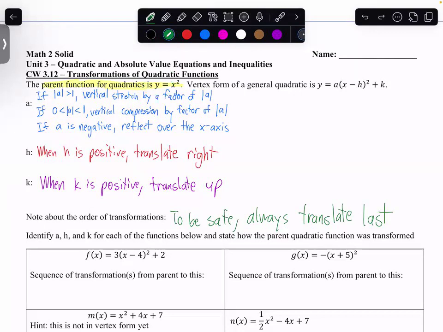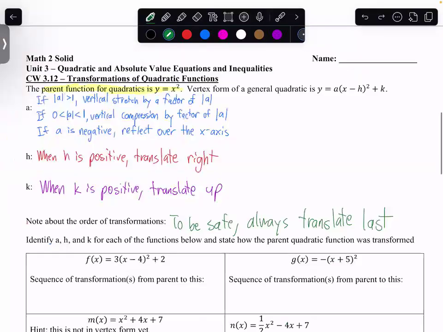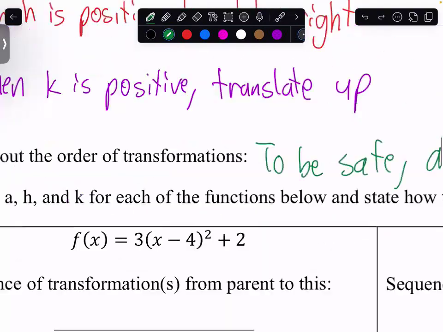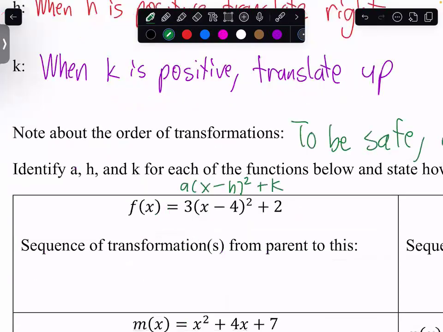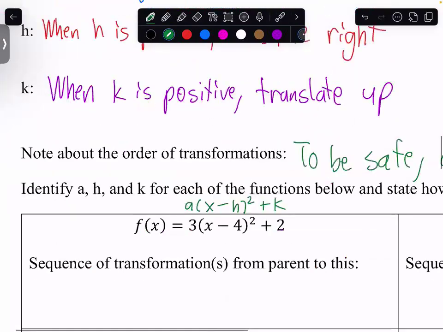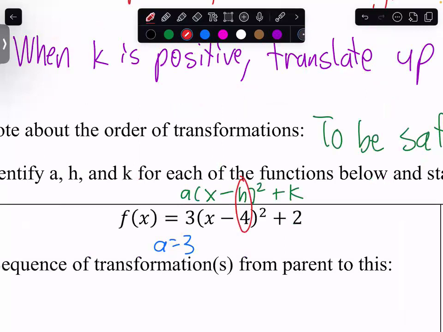Okay, so the way we approach this is we identify A, H, and K. Okay, so you've done this before. You've done this in unit 2. So remember, it's A parentheses x minus h squared plus k. So for this problem, A is going to be positive 3. H is, again, the tricky one. H is positive 4. The minus sign is part of the formula. So even though it looks like minus 4, H is actually positive 4. But K is what it looks like. K is positive 2.